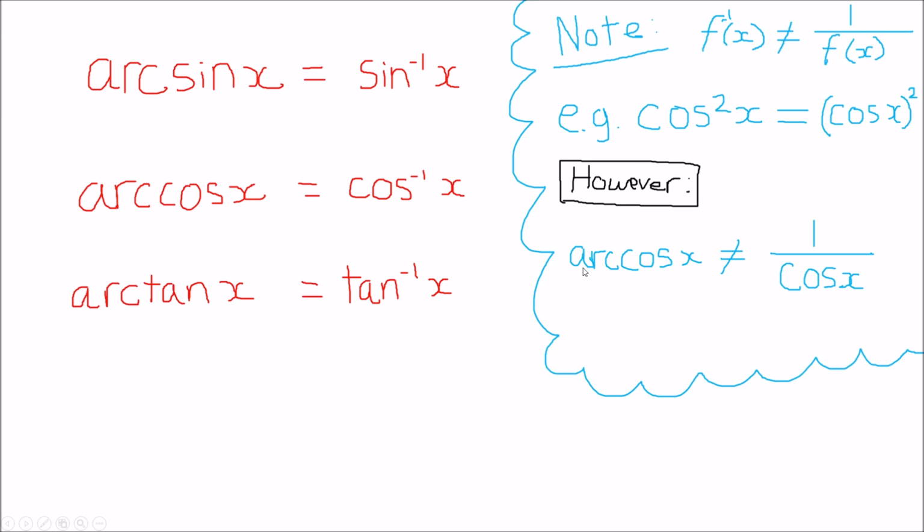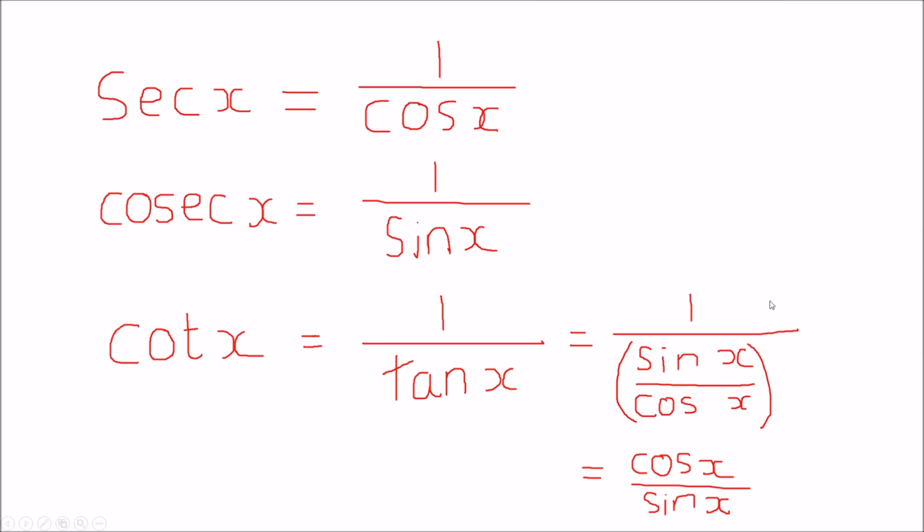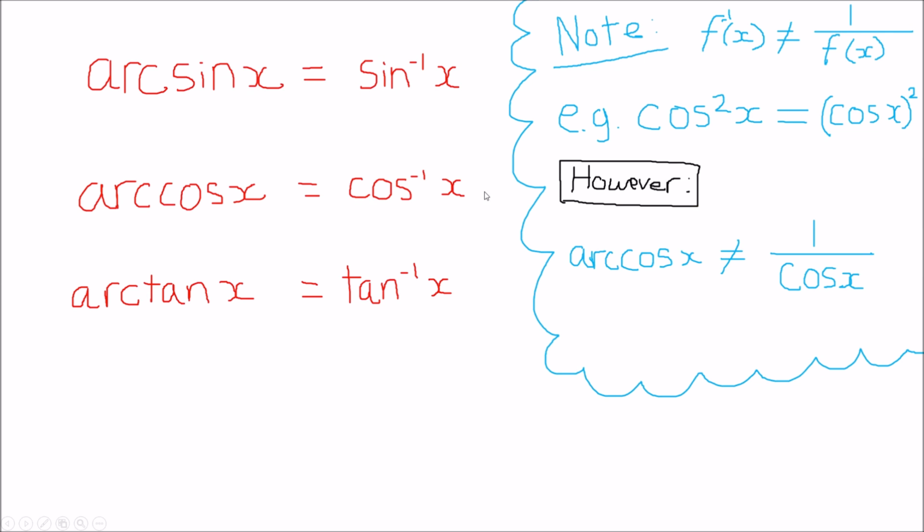So if we have arccos, which is cos -1, it's not equal to 1 over cos, because that would be saying arccos is equal to 1 over cos, which is sec, but arccos is not equal to sec. So that's one thing to bear in mind. Whenever it's arcsine, arccos or arctan, you can't just put them 1 over, because you're mixing up the identities then.